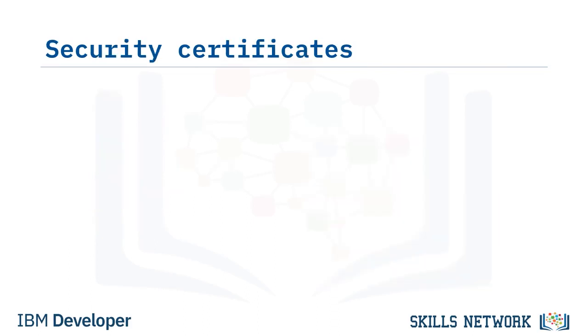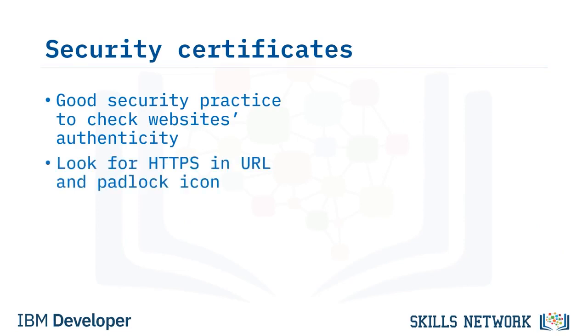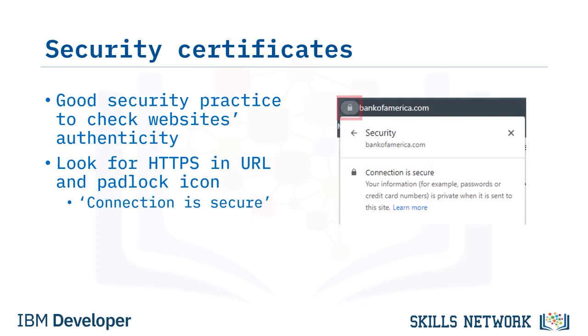When you are browsing websites, especially those that you have never visited before, and even more crucially, if you are using the website of a financial institution, such as an online bank, it is a good security practice to check the authenticity of those websites. You can identify a secure website by looking for the padlock icon next to the URL in the browser's address bar. And when you click the padlock, you should see the message, "Connection is secure."